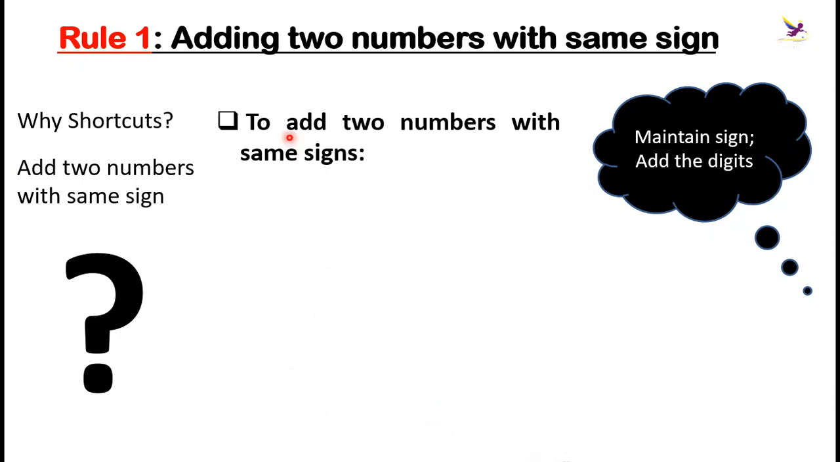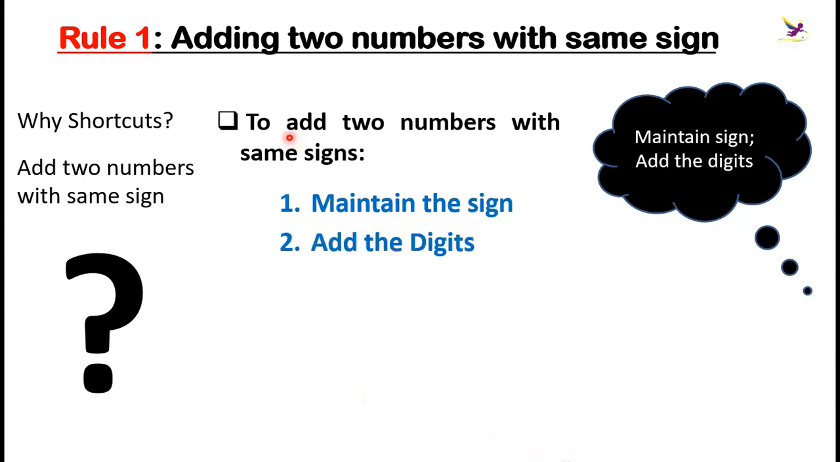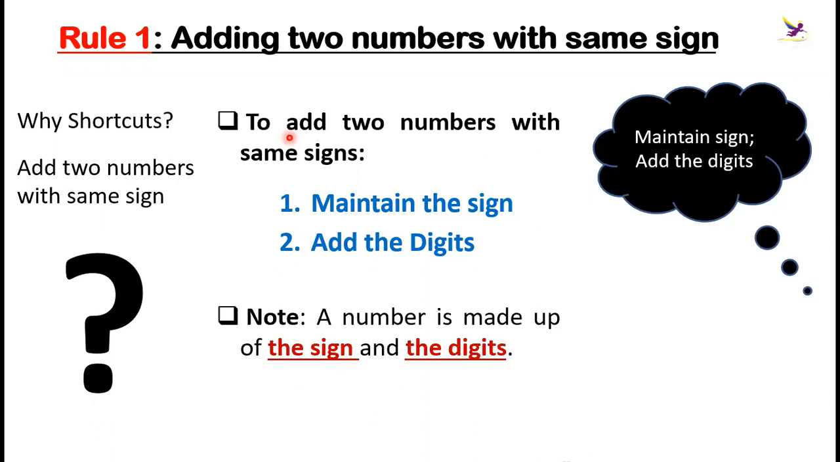So to add 2 numbers with the same signs, we maintain the sign and we add the digits. So this is just the shortcut to add 2 numbers with the same signs, okay? We maintain the sign and add the digits. So note, a number is made up of the sign and the digits. I want to emphasize this. A number is made up of the sign and the digits. Let's look at plus 3 plus 5 equals 8.